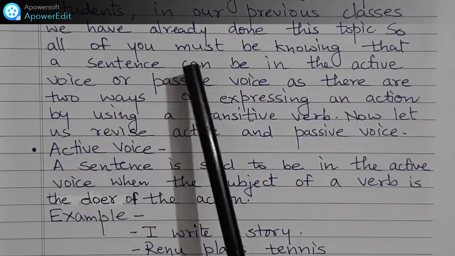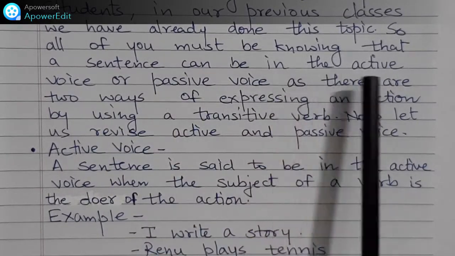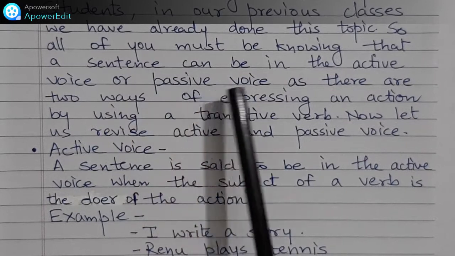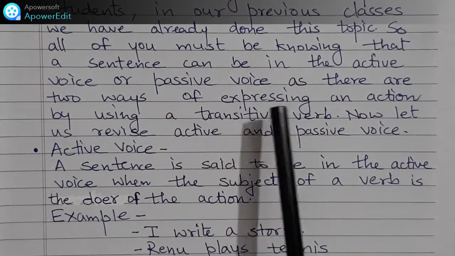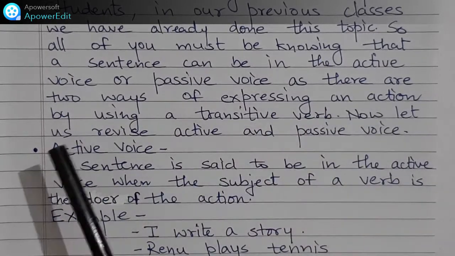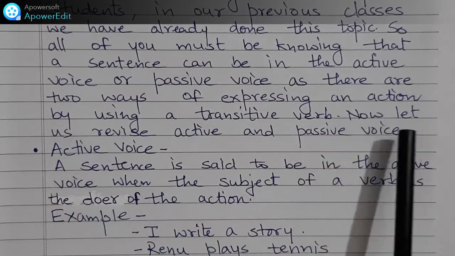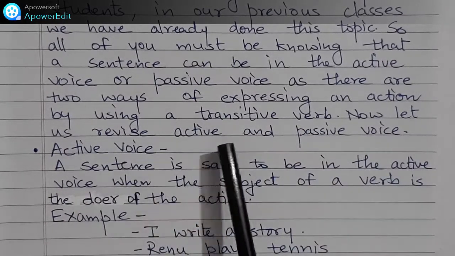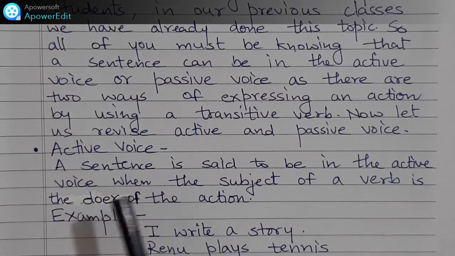So, all of you must be knowing that a sentence can be in the active voice or passive voice, as there are two ways of expressing an action by using a transitive verb. Now, let us revise active and passive voice. Active voice. What is active voice?